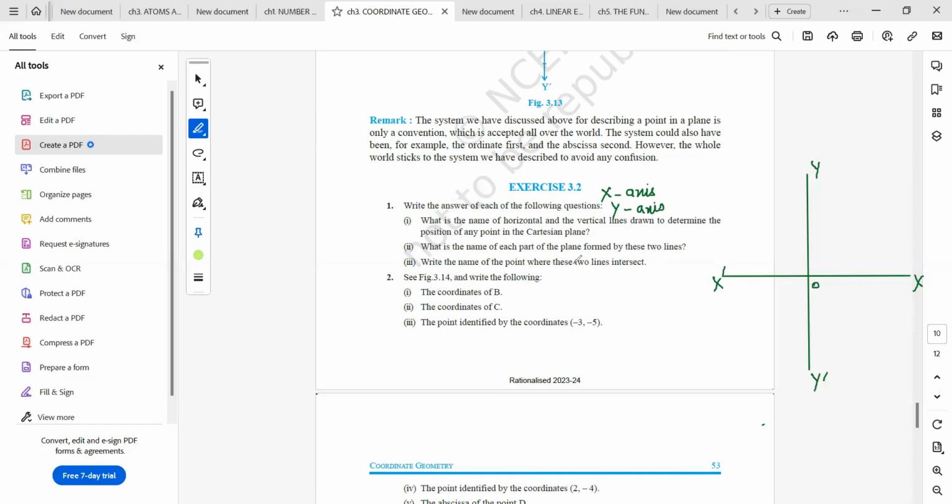What is the name of each part of the plane formed by these 2 lines? Quadrant. Yes. So we have 4 quadrants, 1, 2, 3, and 4. So that is a quadrant.